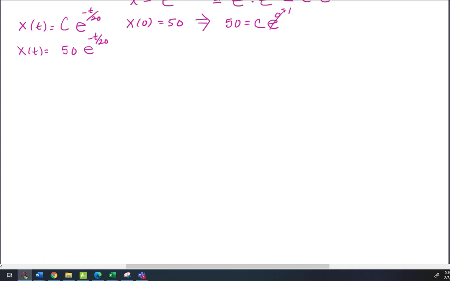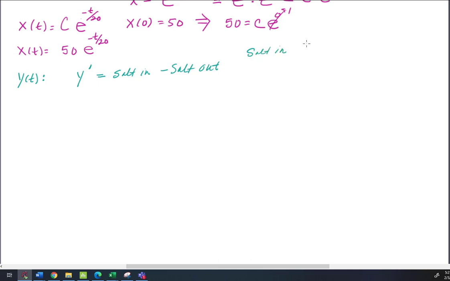Now let's think about the second tank. Let's get a different color for two-tank thinking here. So this is going to be about y of t. So y of t will change according to salt in minus salt out.